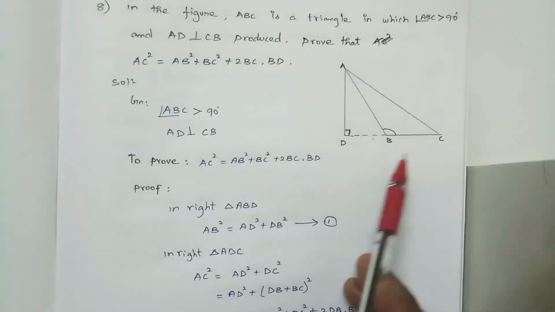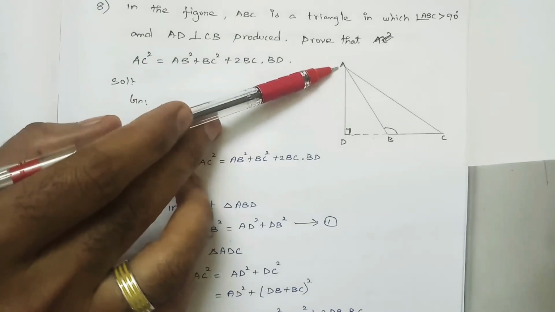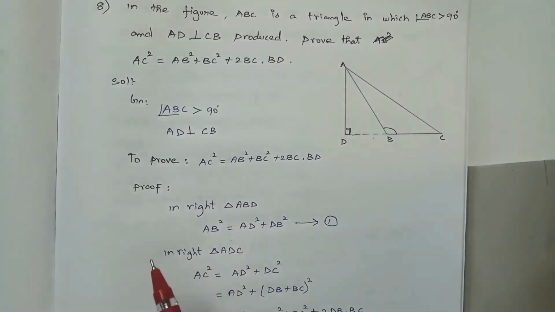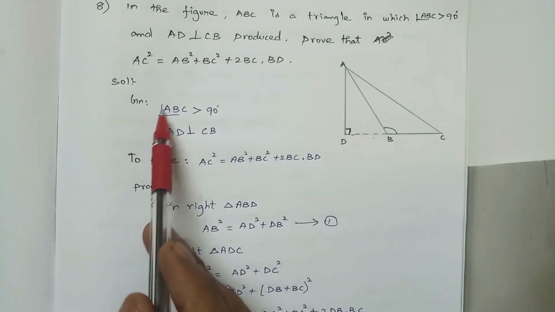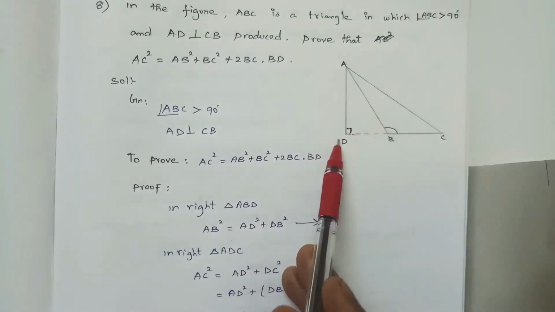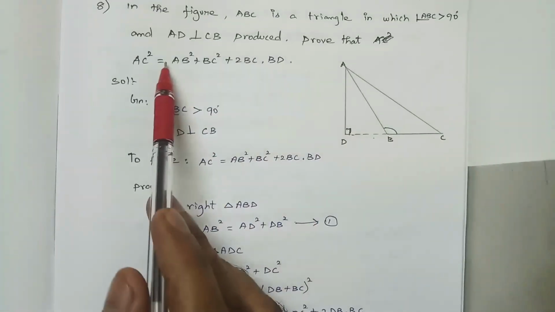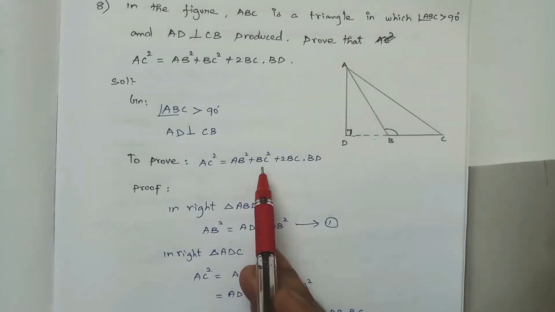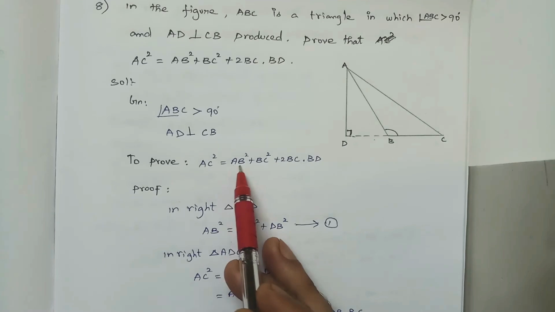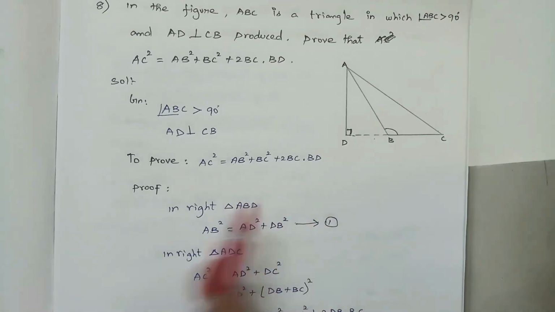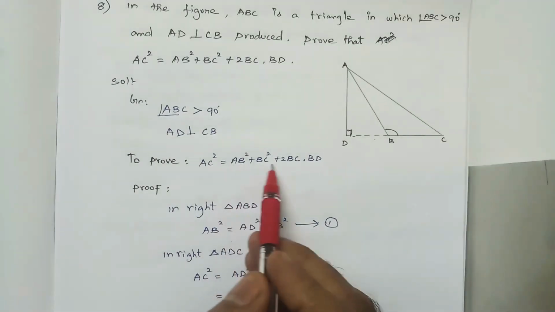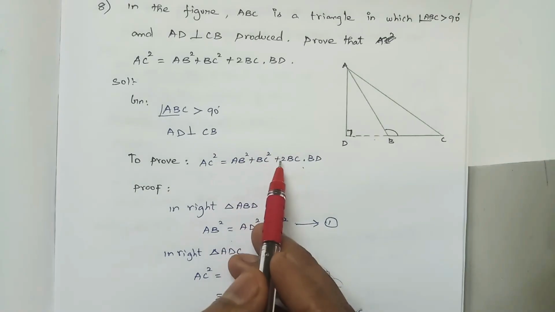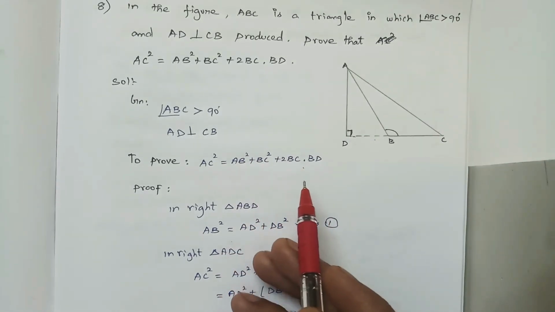Now we have two right angle triangles, right? One is the triangle ADB, another one is the triangle ADC. So by using the Pythagoras theorem, we are going to prove whatever they ask us to prove. Angle ABC is greater than 90 degrees and AD is perpendicular to CB. We want to prove that AC square is equal to AB square plus BC square plus 2BC dot BD. It's looking like the a plus b whole square expansion, right? The variables are somewhat different, but like a square plus b square plus 2ab, likewise it is there. Okay, we'll see. We have two right angle triangles.